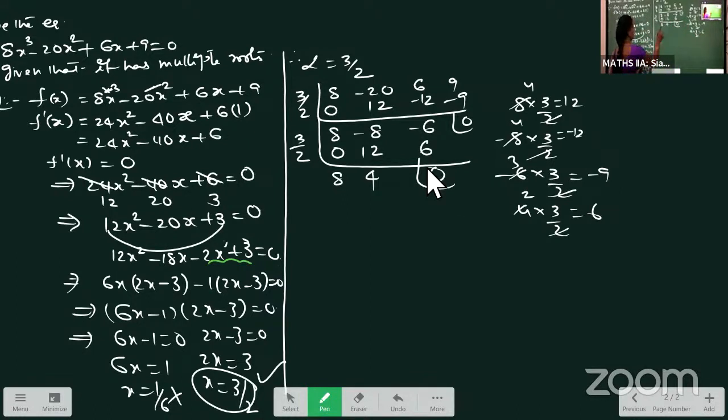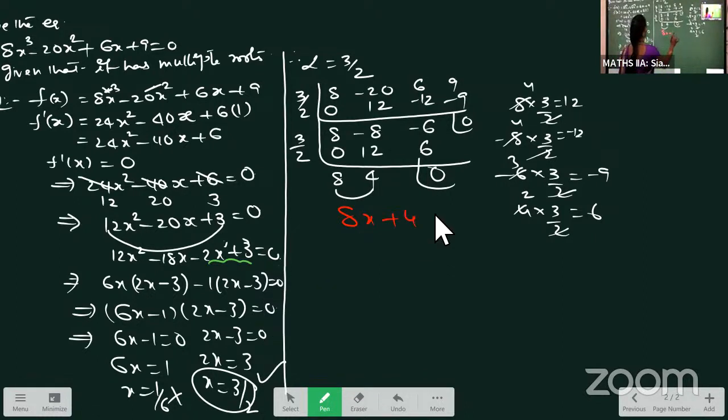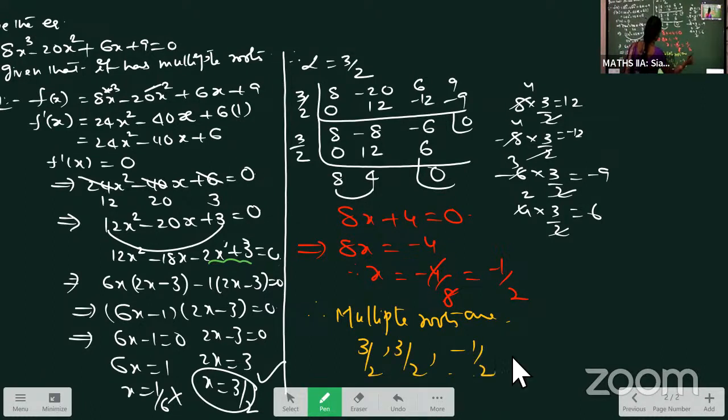Now, what to do with them? So here, this can be written as 8x plus 4 is equal to 0. That implies 8x is equal to minus 4. Therefore, x is equal to minus 4 by 8, that is minus 1 by 2. Therefore, what are the roots we have? Your multiple roots are 3 by 2, 3 by 2, and minus 1 by 2. Okay, go through this once, after that we will go for the next question.